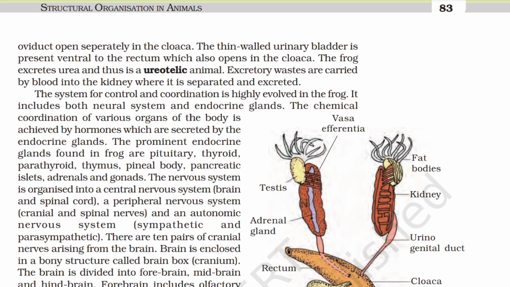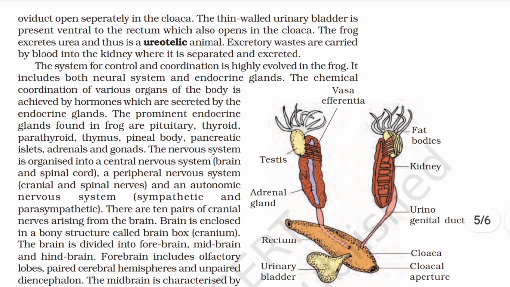The system for control and coordination is highly evolved in the frog. It includes both neural system and endocrine glands.